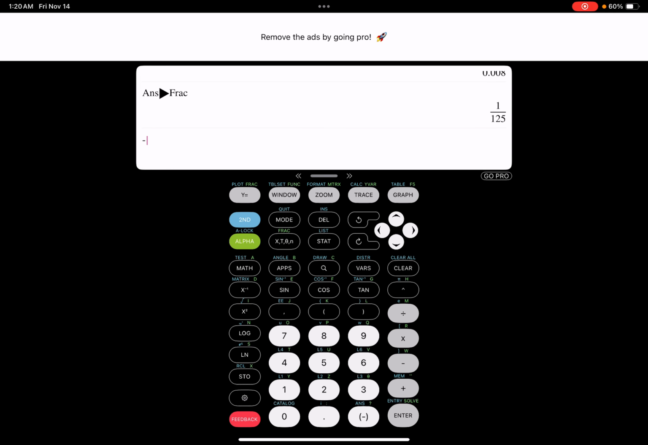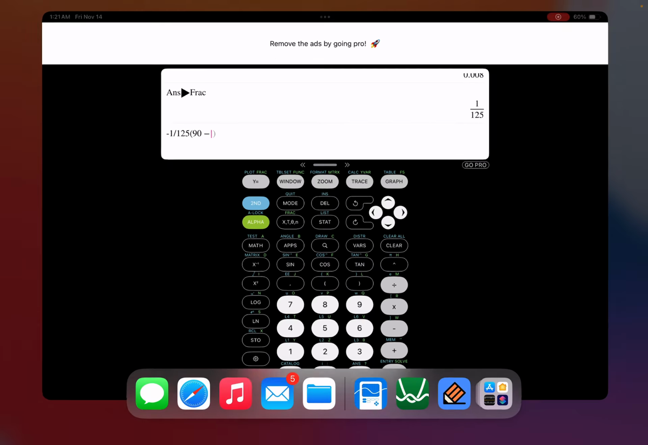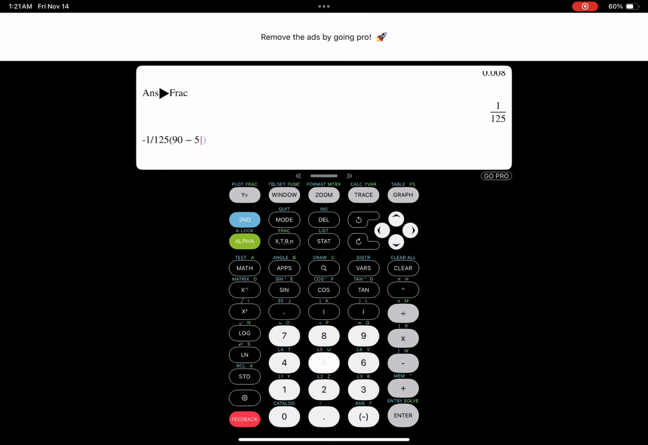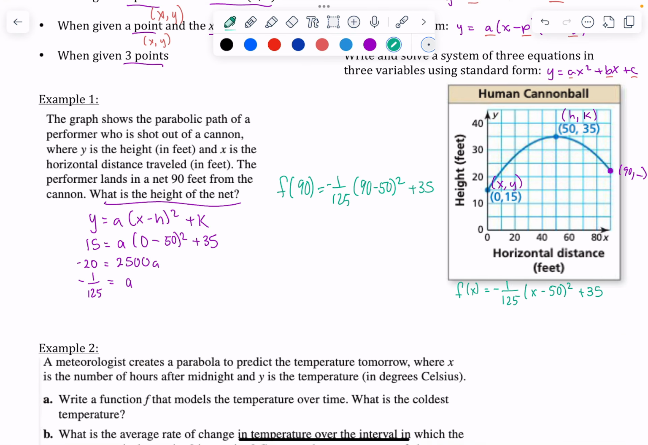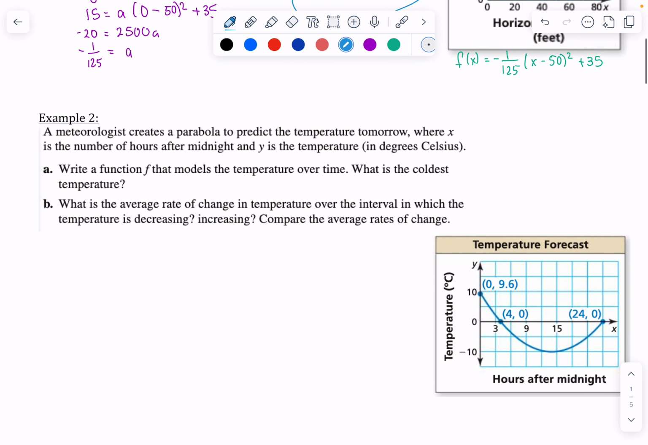I'm going to use my calculator again. So that's negative 1 divided by 125 times (90 minus 50) squared plus 35. And I also got 22.2. So, what is the height of the net? The height of the net is 22.2 feet. Now, this is a word problem, so you should write your answer in terms of a sentence, not just leave it as 22.2 feet. All right, moving on.